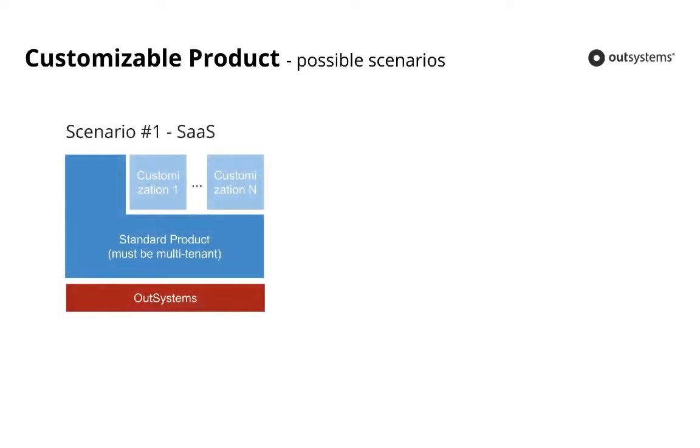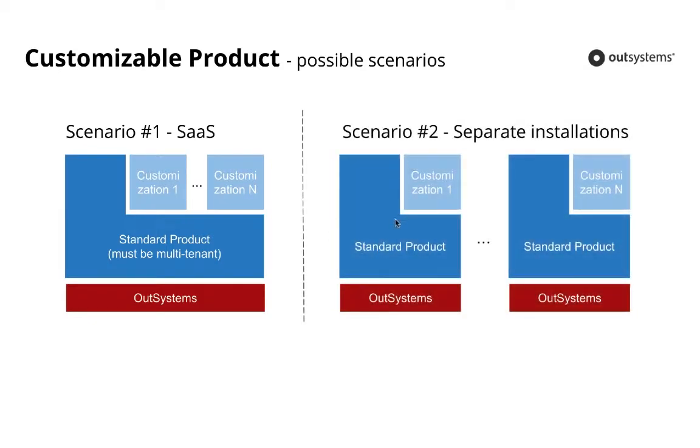So what are the possible scenarios for a customizable product? The first scenario is a SaaS solution where the standard product is prepared for multi-tenancy and you can have several installations on top of it. The second scenario, you have separate installations per customization.